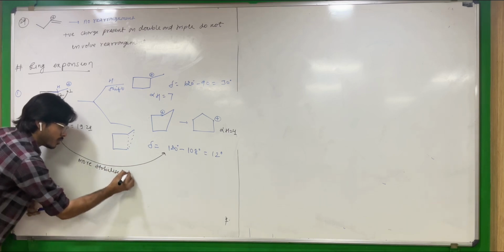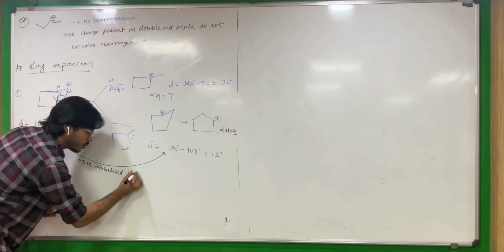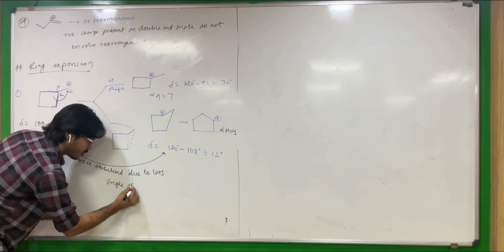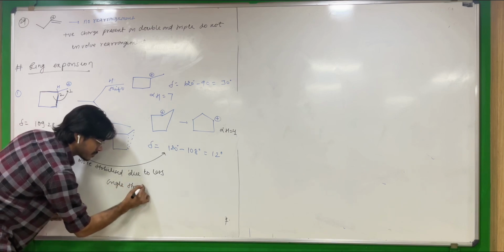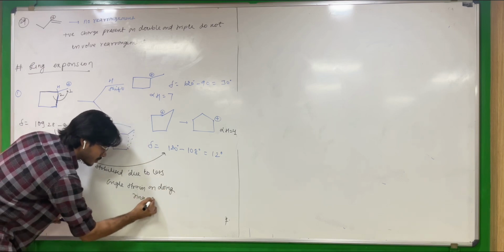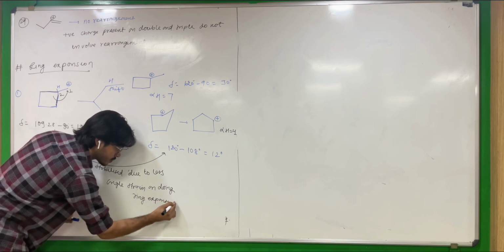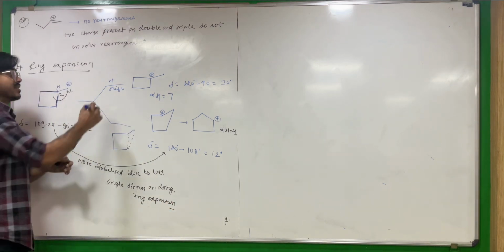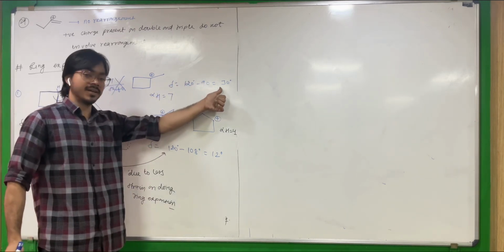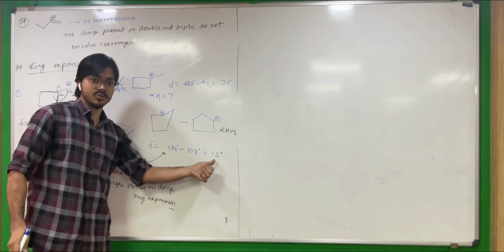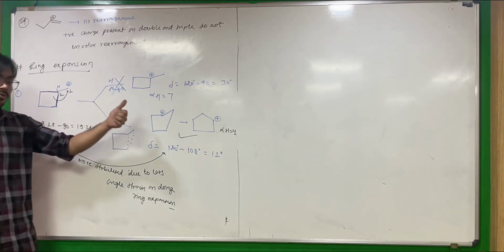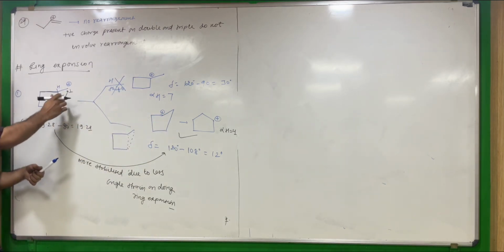It is getting more stabilized due to less angle strain on doing ring expansion. So this shift will not take place because in this case there is high angle strain. There is 30 degree angle strain, and here the angle strain is 12 degree only. So in this case, this is the correct product. This ring expansion will take place. So a 4-membered ring will convert into a 5-membered ring on doing 1-2 shifting. There is also a 1-2 shift.